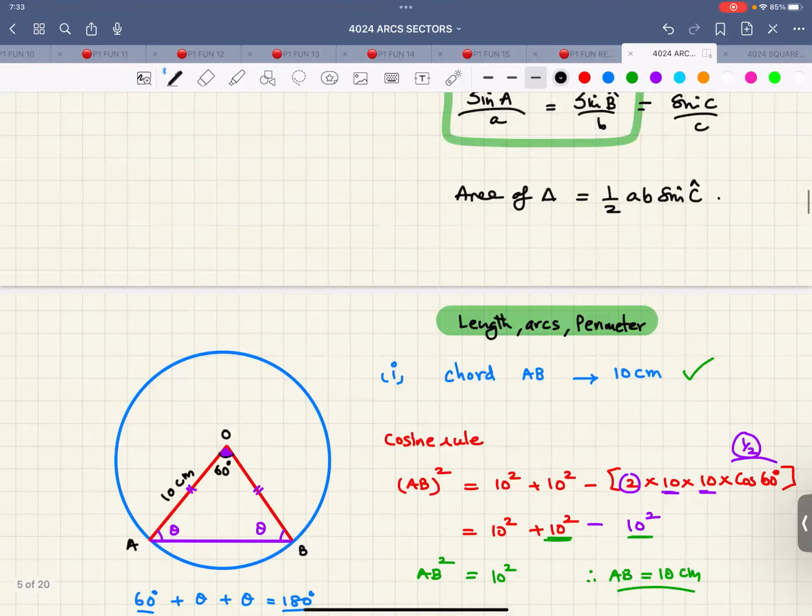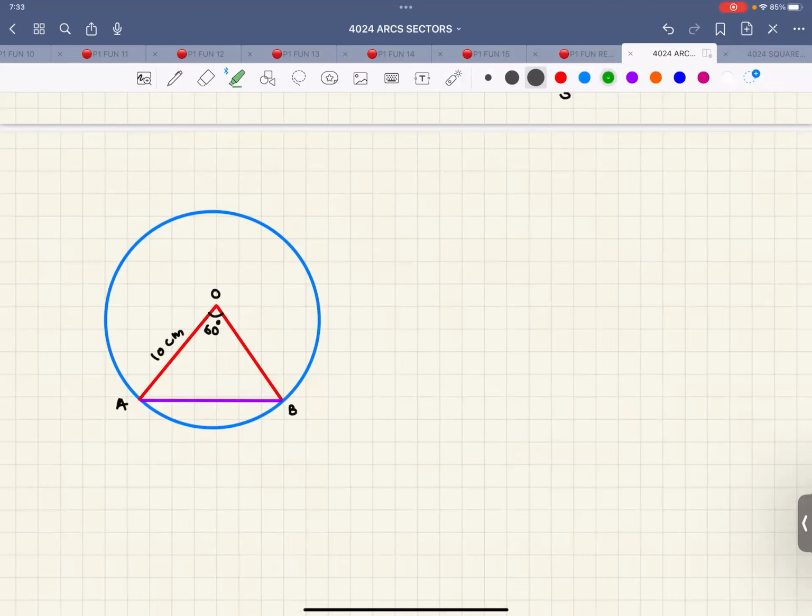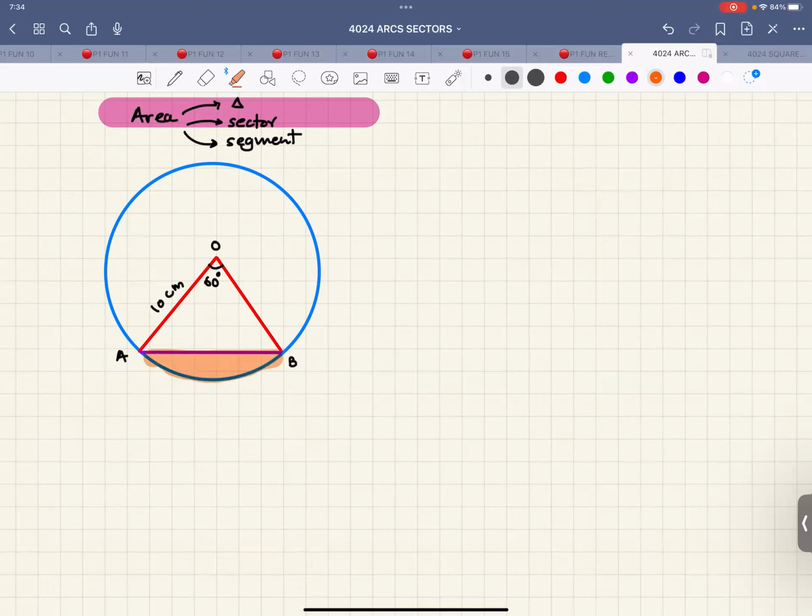Let's use the same diagram. And this time we are interested in finding areas. Now, area of what? Area of triangle, area of sector, area of segment. Now, first of all, let me just do a bit of shading. So this thing over here, that is the area of the minor segment. Let me just erase this thing.